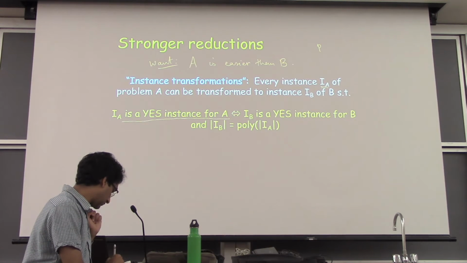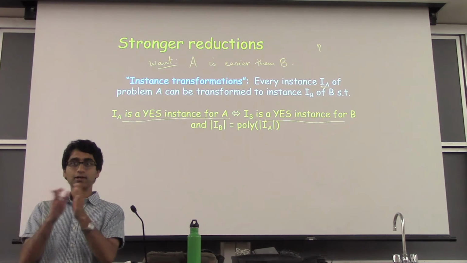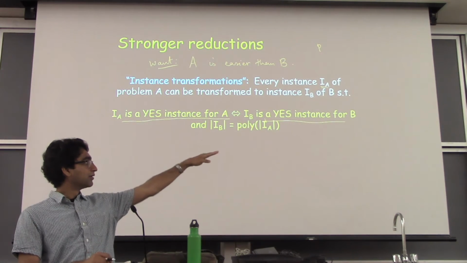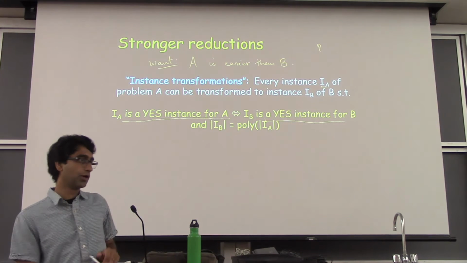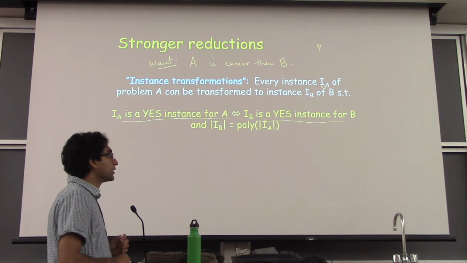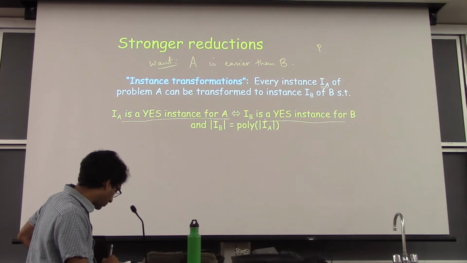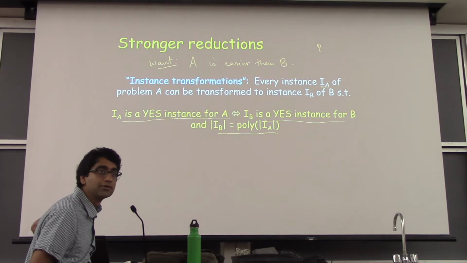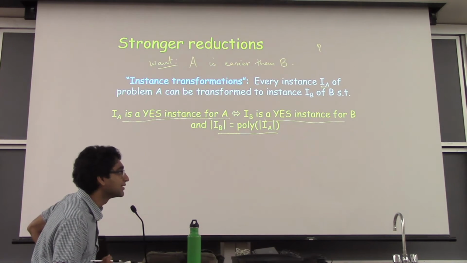Okay. So is everyone familiar with this if and only if notation? It just means implication in both directions. So if the first statement implies the second, the second statement implies the first. Okay, so that's what if and only if is. And you need the property that IB is polynomial in IA.